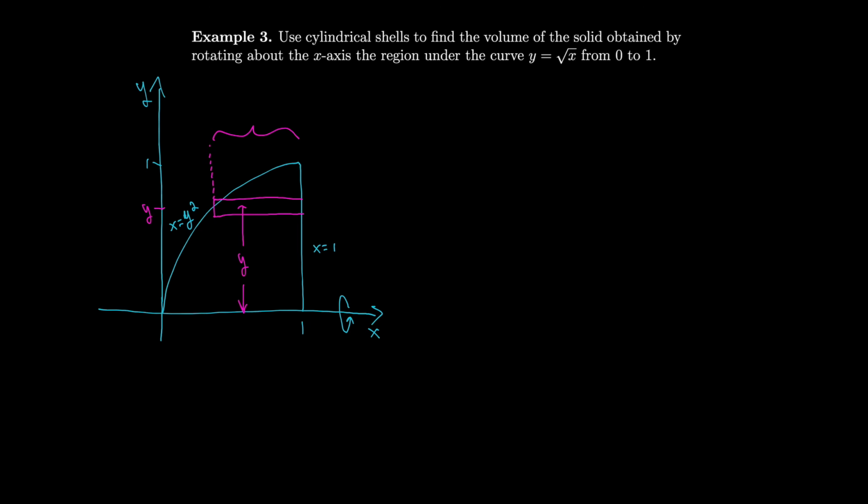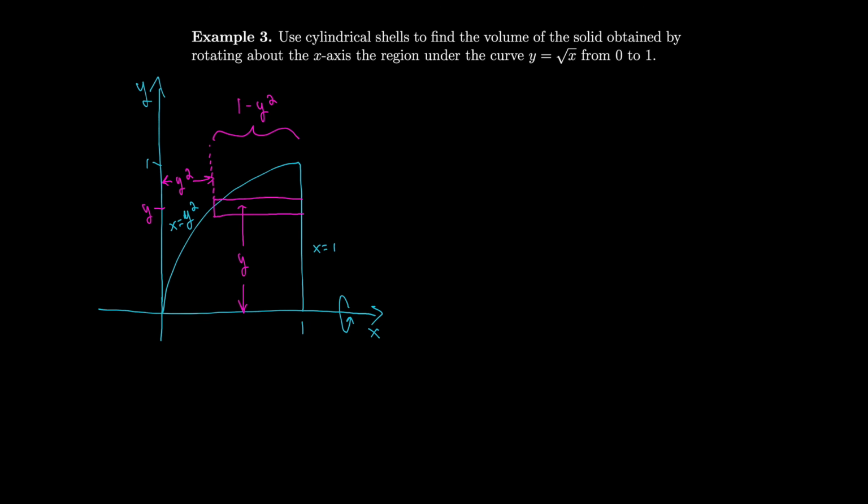If I want to know how tall the shell is, that's this right over here. It's a little bit more tricky to figure out. From here to here is 1. From here to here is x equals y squared, that's the x value. So I know that this is y squared, and I know that all the way is 1. That means the difference is 1 minus y squared.